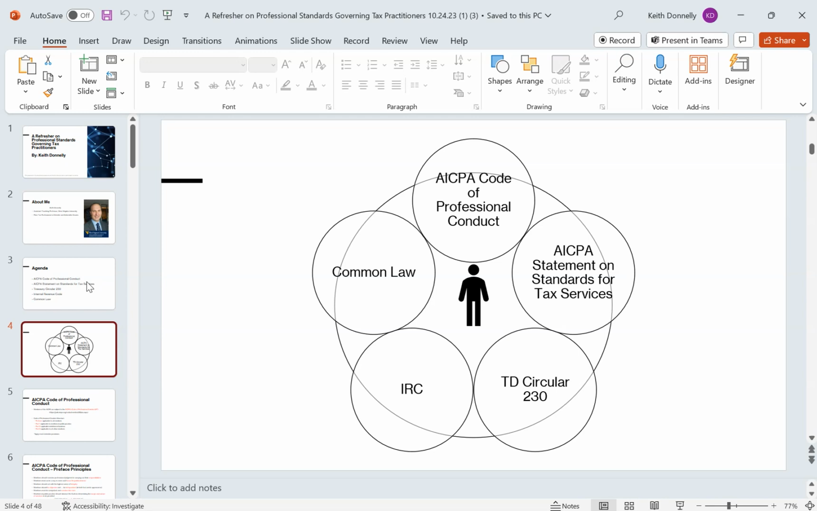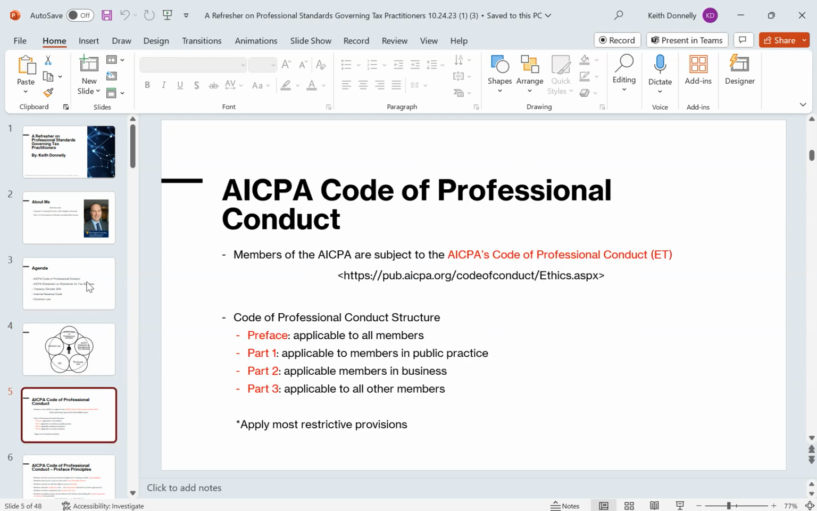So, we're going to unpack them separately, but as we'll see, there's a lot of overlap between them, with similar provisions. So, let's start with the AICPA Code of Professional Conduct. Who does this apply to? Well, anybody who is a member of the AICPA. If your firm, regardless of what service line you work in, makes you be a member of the AICPA, then you're subject to their code of professional conduct.